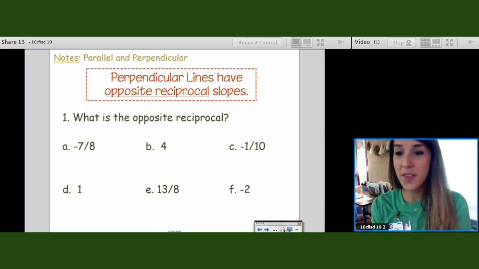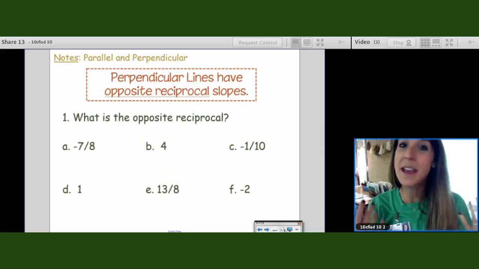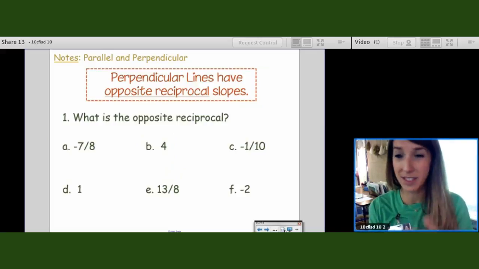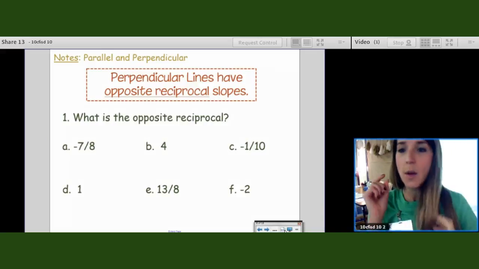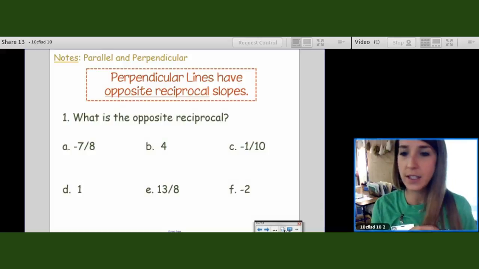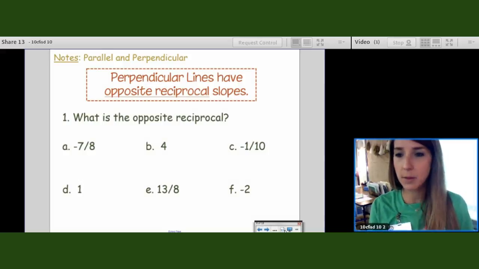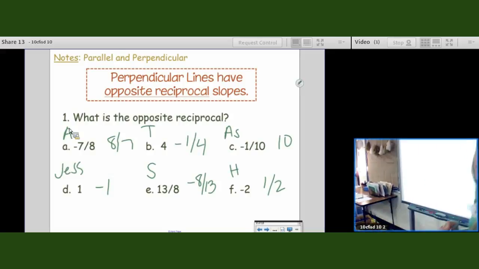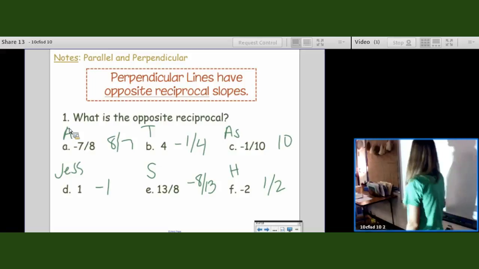Since we know that perpendicular lines have opposite reciprocal slopes, we need to make sure we can write the opposite reciprocal given a slope. So I want you to write down all 6 of these for example 1 and find the opposite reciprocal of all 6. Go. Beautiful, guys. Perfect. Let's go over each one.